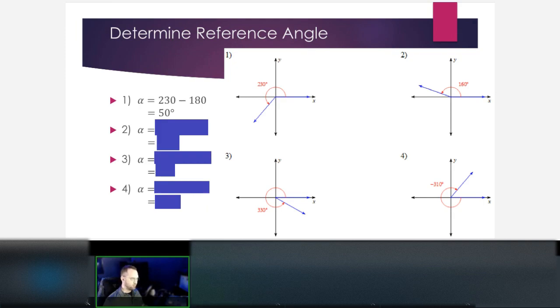Four is kind of weird. So for number 4, look at it and think about what makes sense. How would you find that reference angle? What makes sense?